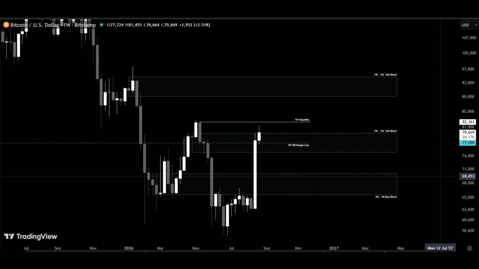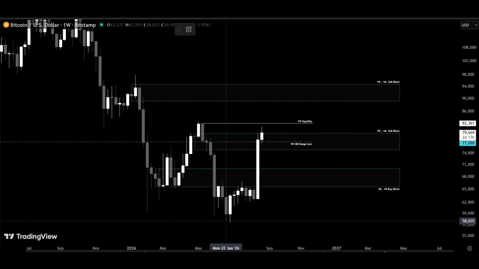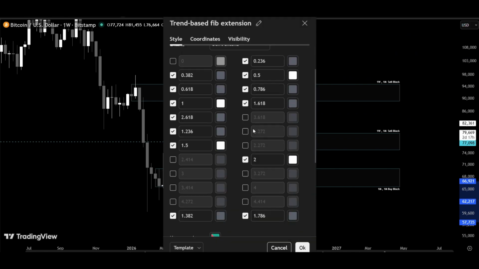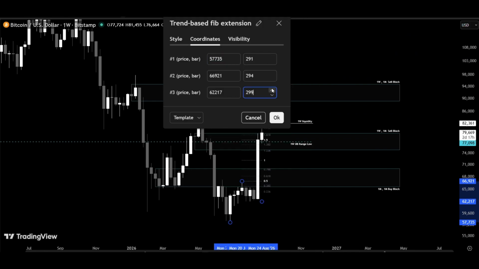From this point forward, every interaction with one of these levels will have a clear interpretation. Using that interpretation, we can build more precise probabilities for where price is trying to go, and what the winding path toward that destination may look like.